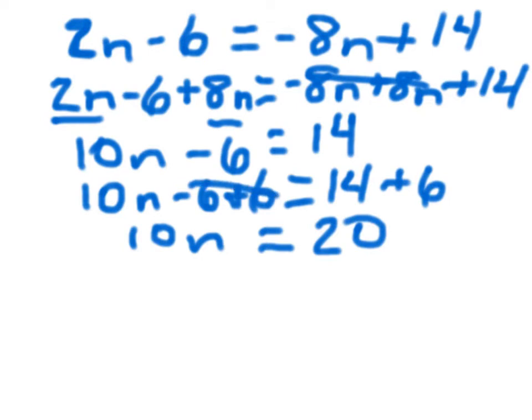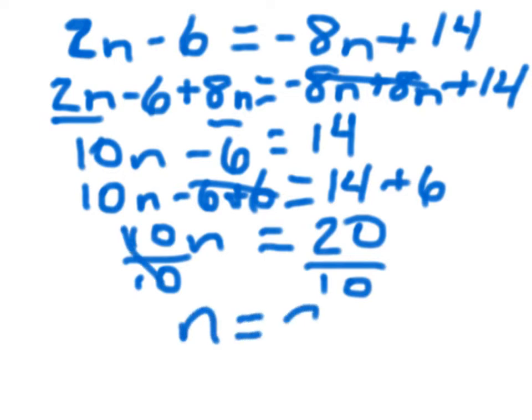It looks like I have 10 times n, so in order to get rid of those 10s, I'm going to need to divide by 10 on both sides. Those will cancel each other out. I'm left with n equals 2.